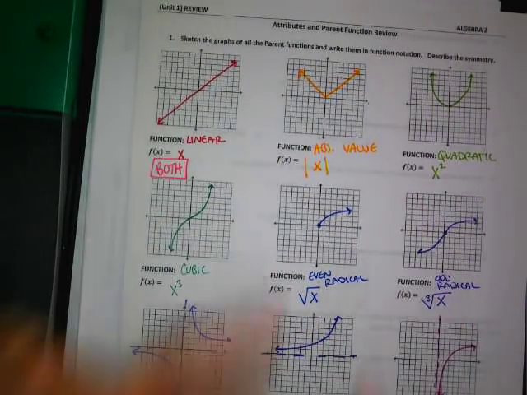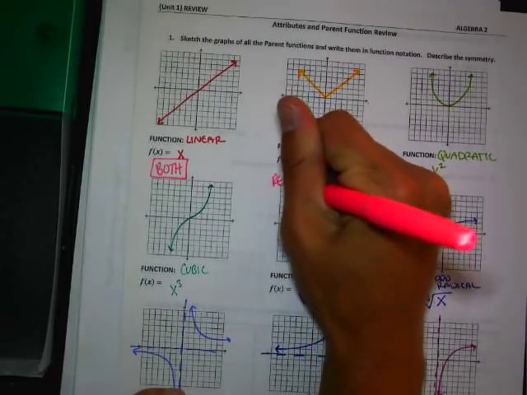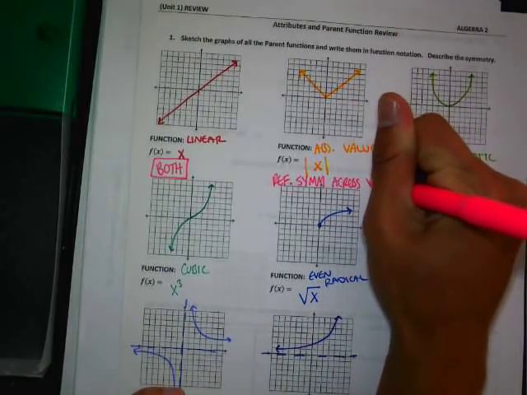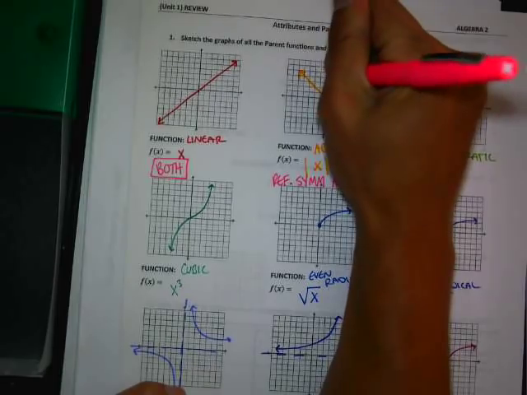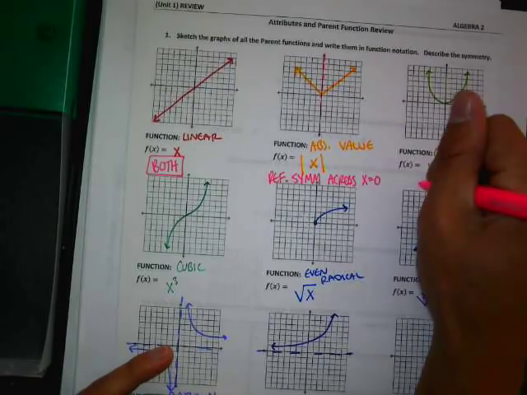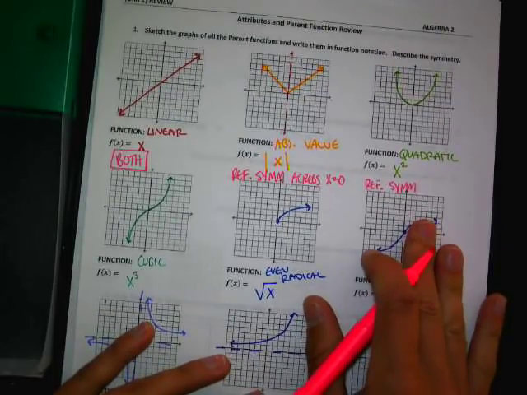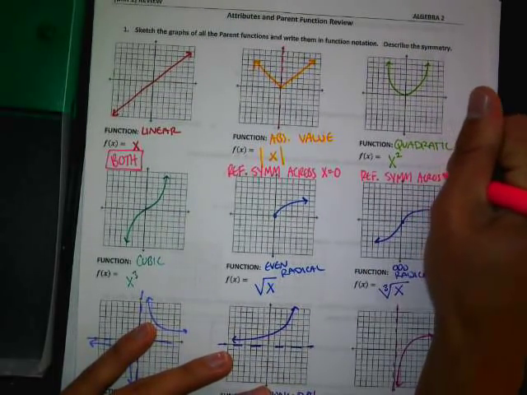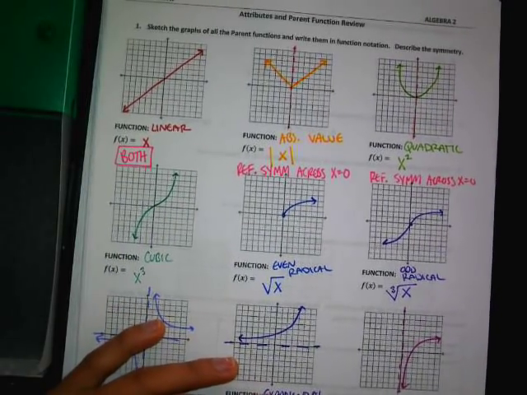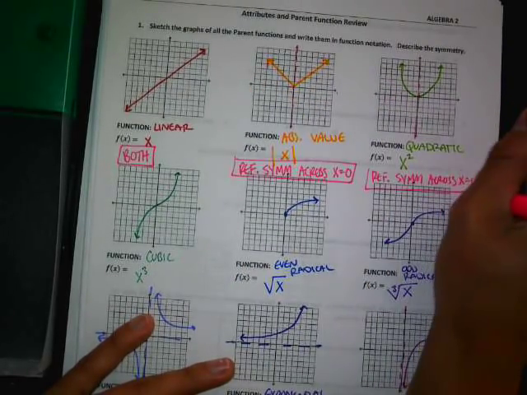Absolute value and quadratic, though, both can be folded. So that's called reflectional symmetry. And they're going to be folded across the line x equals 0, because they can be folded right here and it matches up on both sides. And so same thing here, reflectional symmetry across x equals 0, because if you folded it right here, it would match up on both sides. So those are the two that have specific reflectional symmetry.